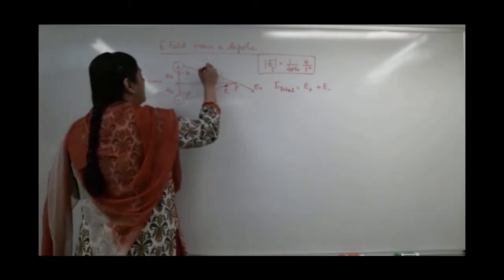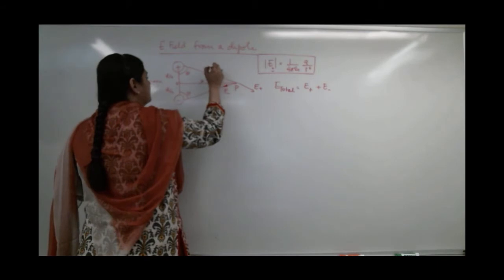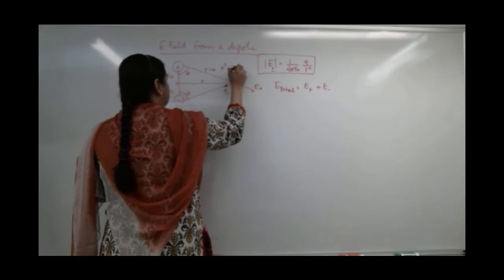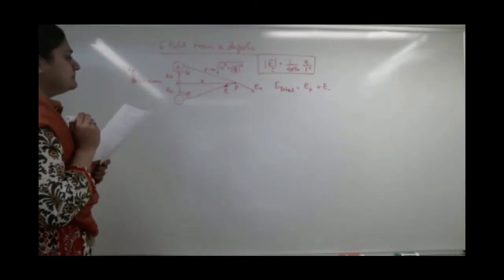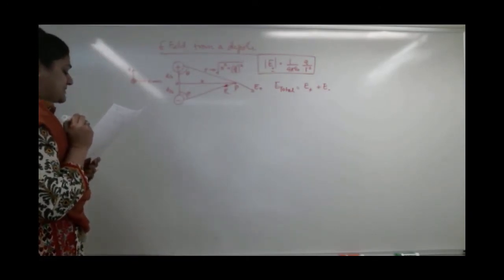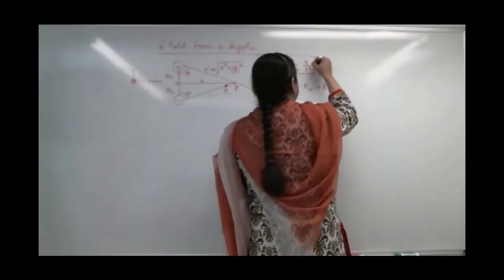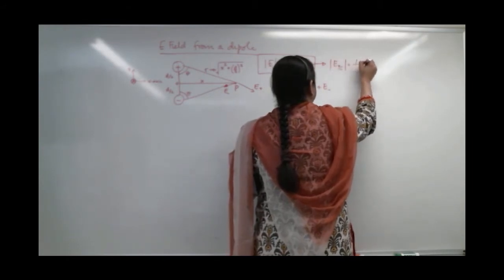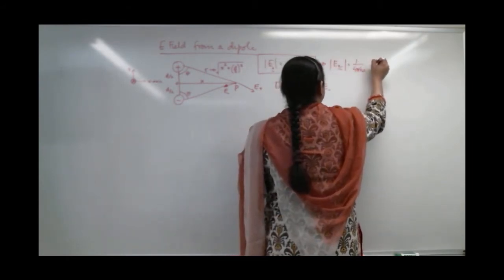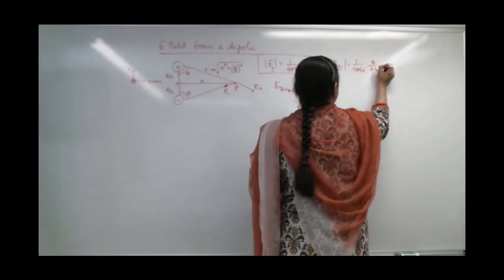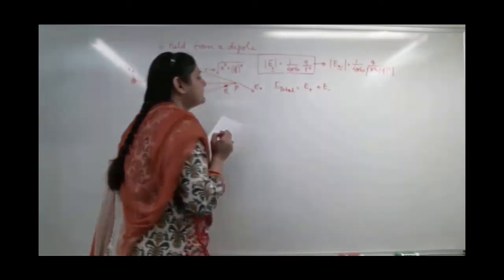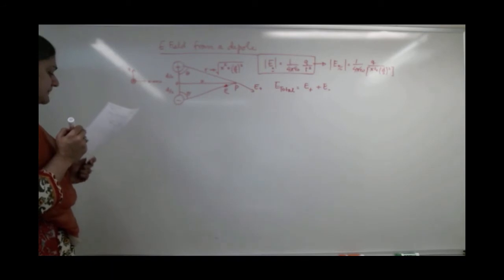If I call this distance R, it will be equal to the square root of x squared plus (d over 2) squared. That's the Pythagorean theorem. So this implies that the magnitude of E plus or minus will now be 1 over 4 pi epsilon naught, Q over (x squared plus (d over 2) squared). Okay, that's one thing I know.